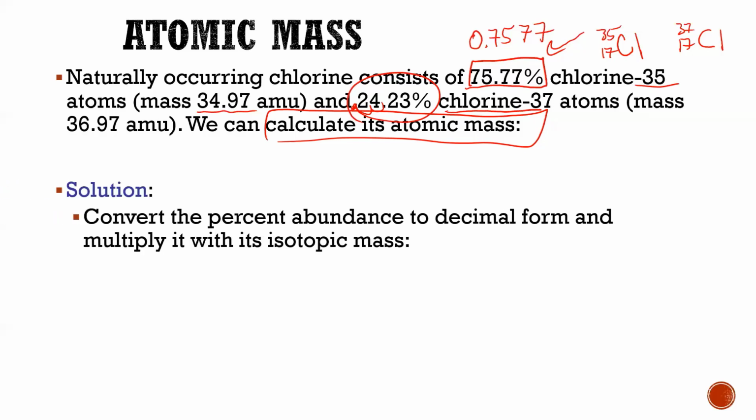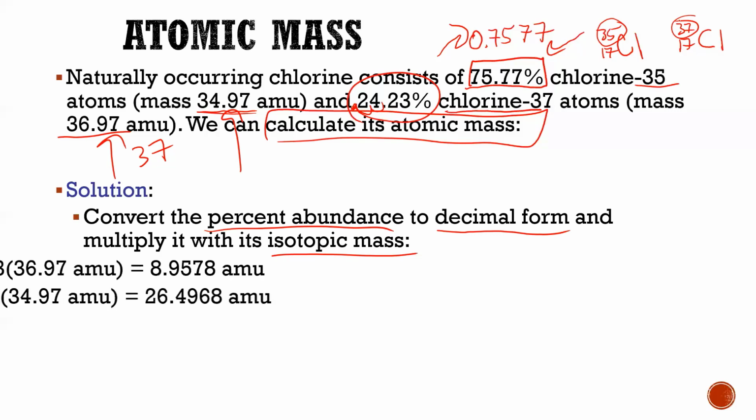I'm going to convert the percent abundances to decimals, like I said up in here. And then I'm going to multiply it by the individual isotopic mass. Now, if they give me the exact AMU, like they did right here, and they said that was 37, I'm actually going to use the AMU they give me. I'm not going to round it. I want to get as accurate as possible. So don't round up, use those numbers.